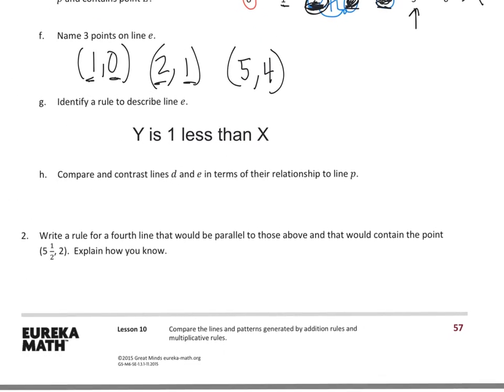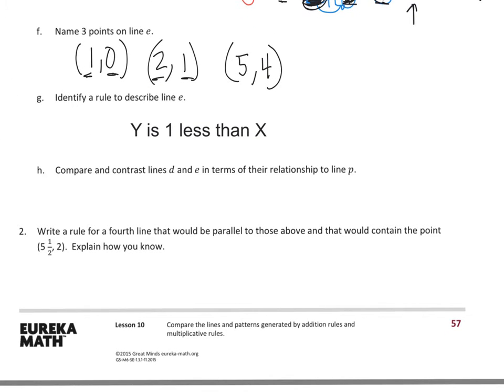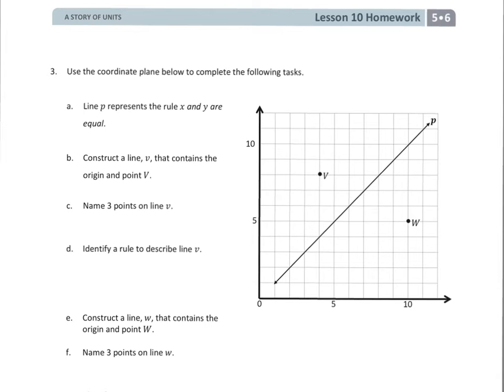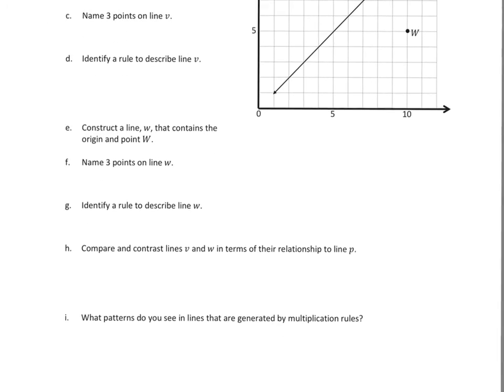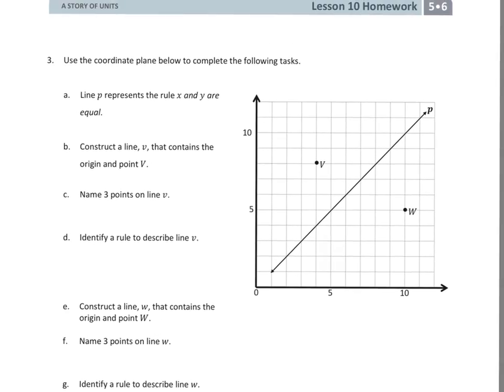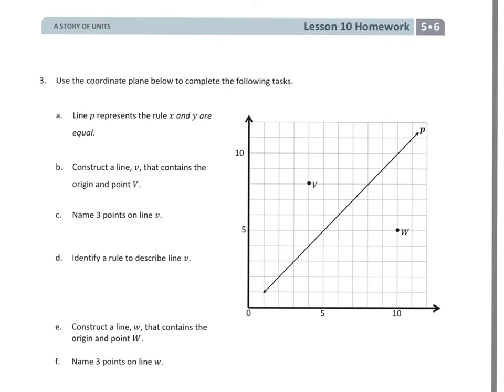And now I just have to explain how I know. Let's take a look at page 2. So on page 2, looking like a very, very similar thing. Quite a bit of stuff going on here. So let's start with 3. Use the coordinate plane below to complete the following tasks. A says line P represents the rule x and y are equal. And it looks like it's already put in there for us.